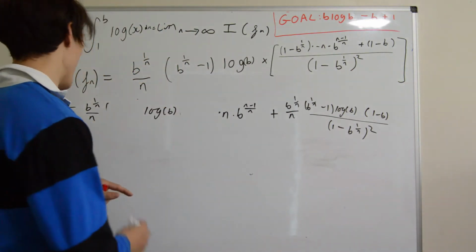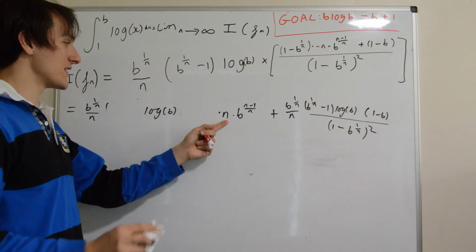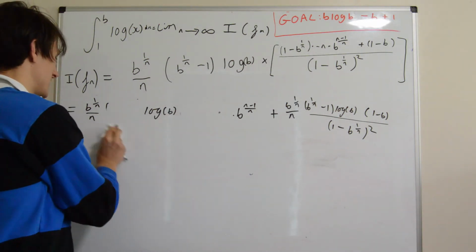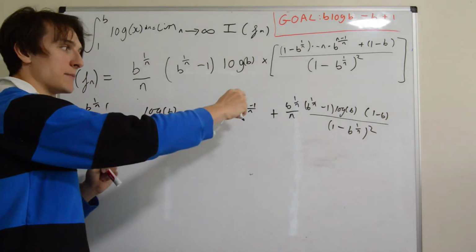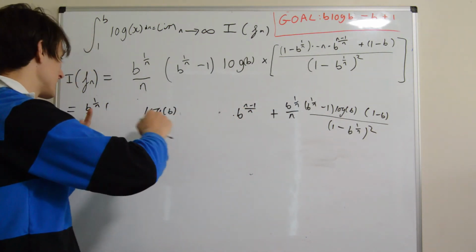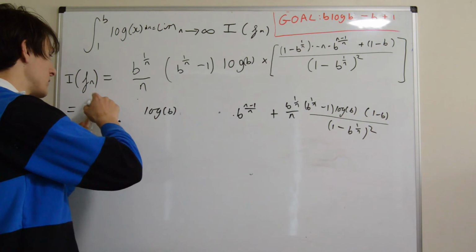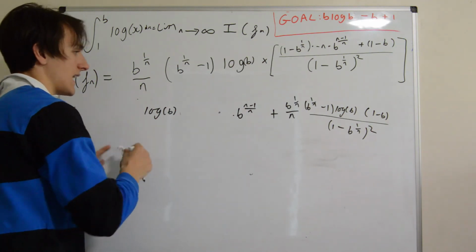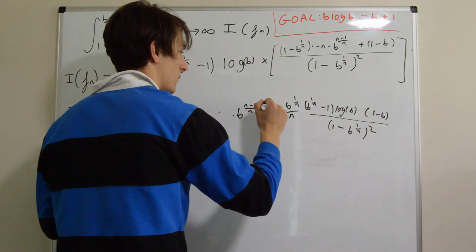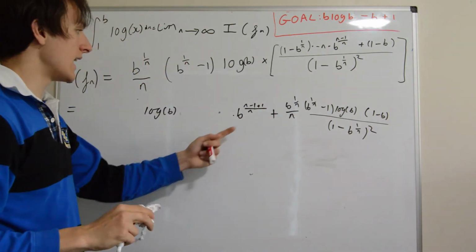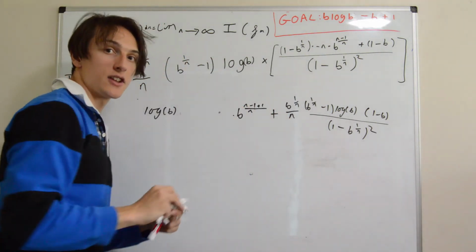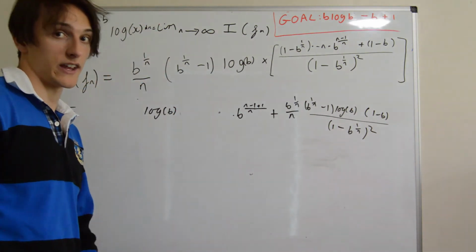I'm only joking. So we have n, and this is going to cancel with this n, right? And then let's just combine these two powers. So we have b to the n minus 1 over n, and then I have b to the 1 over n. If I just add the powers, I'm going to get plus 1 over n, and the ones are going to cancel, I'm going to get b to the n over n. Well, that's just b.